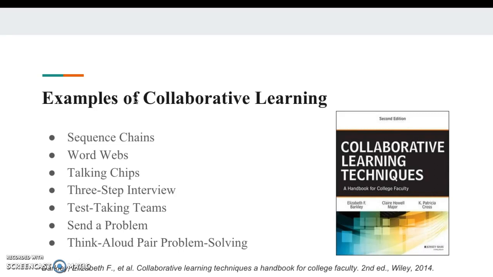The second one is called word webs. A word web is just a concept map, only it's done together. I think this would make a really good preview at the beginning of a unit. You might put the unit concept, the main idea, in a large circle, and students could brainstorm what previous knowledge they have about that particular topic.